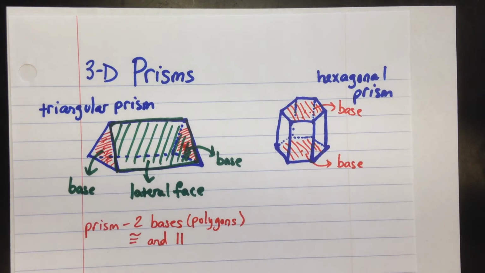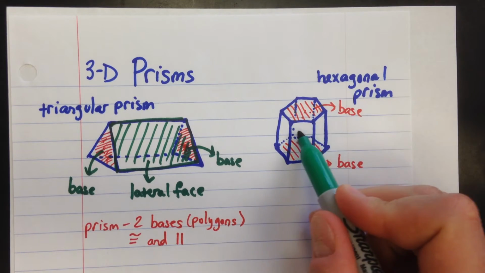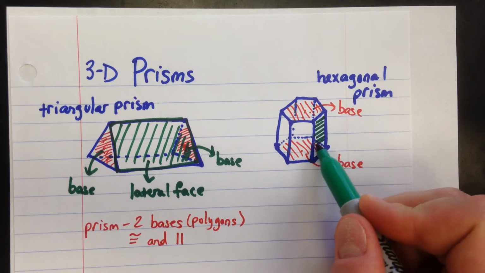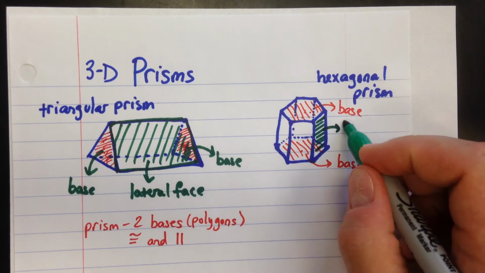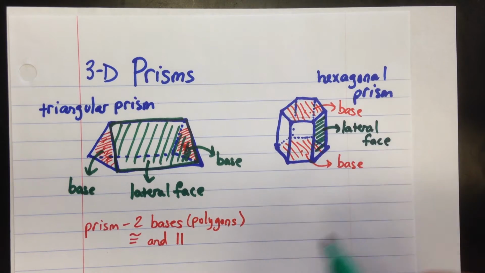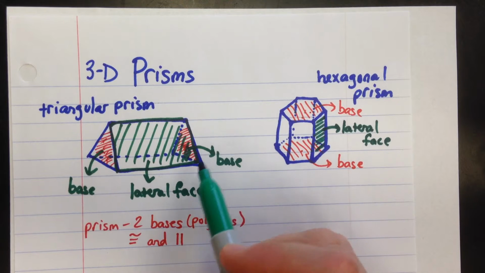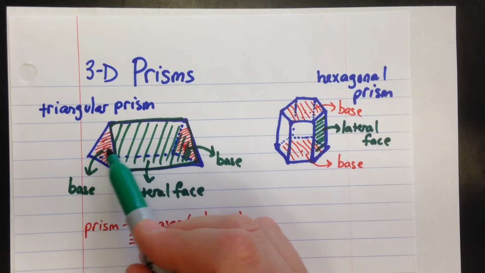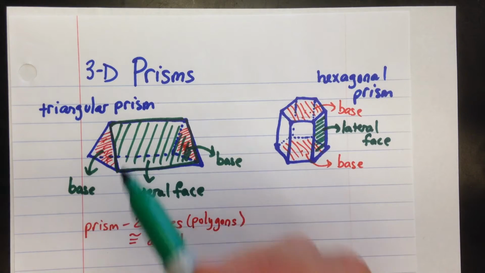The lateral faces are the faces, the planes that are connecting the bases. So right here, that's a lateral face. And notice that's a rectangle. So for any prism that we talk about, the lateral faces are going to be the rectangles. Those are the sides that are connecting the bases.